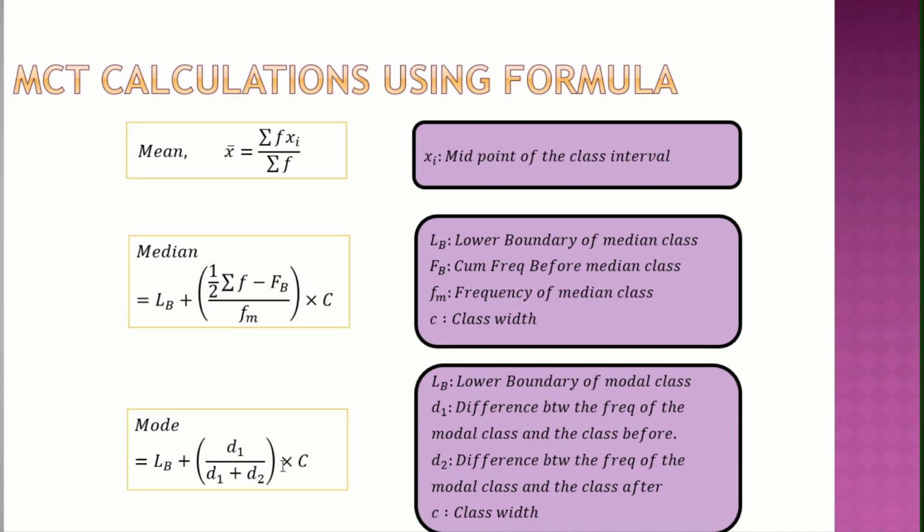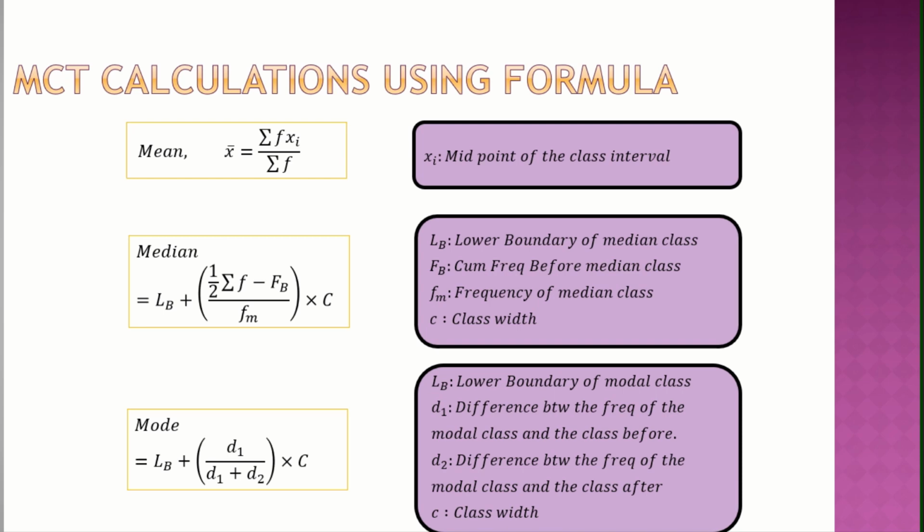This D is lowercase, right? So if it's lowercase, we are talking about frequency. D is difference, meaning I need to minus something. So D1 is the difference between the frequency of the modal class and the one before. That means D1 is before, D2 is after. You take the frequency of the modal class minus the one before is D1. Before is D1. After is D2. Times C, which is the class width.